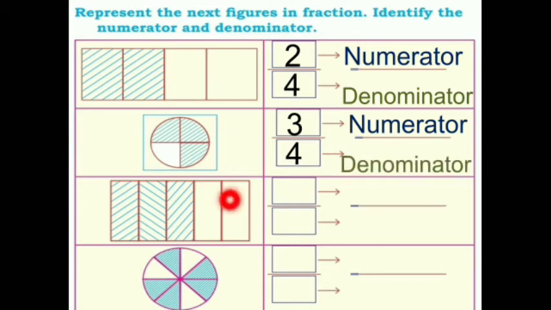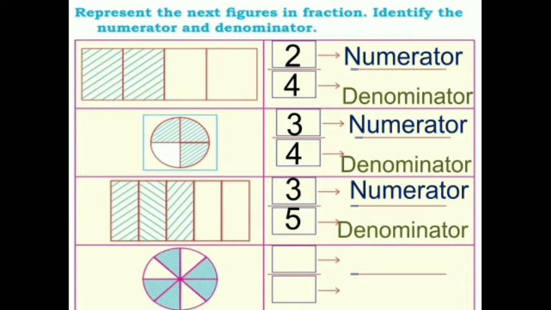See the next figure. This figure is divided into 5 equal parts. 3 parts are shaded, 2 parts are not shaded. So the fraction form will be 3 by 5. Here, what does 3 represent? Yes, 3 is the numerator. 5 is the denominator.